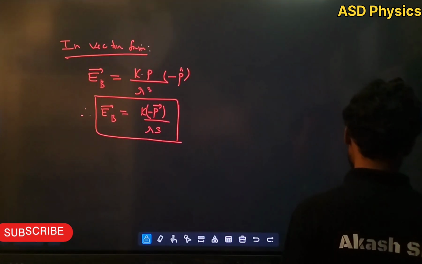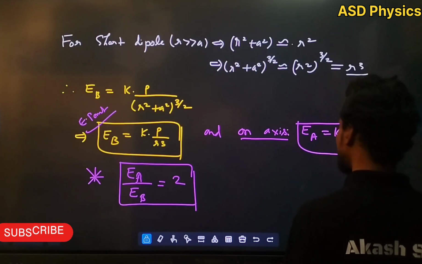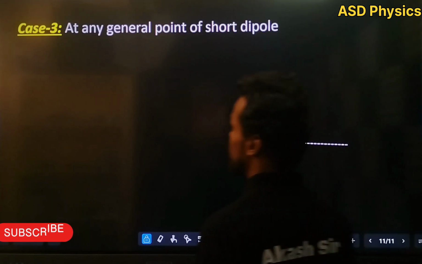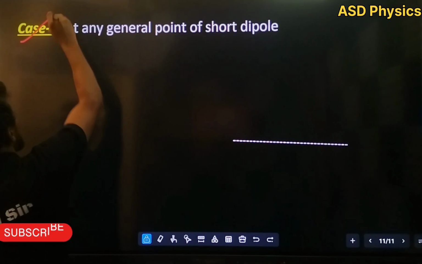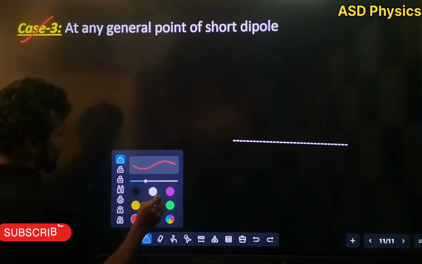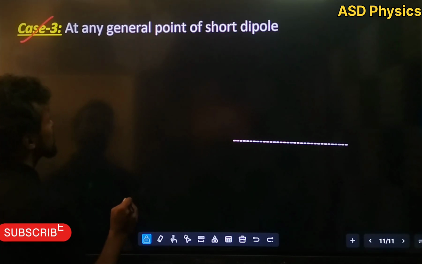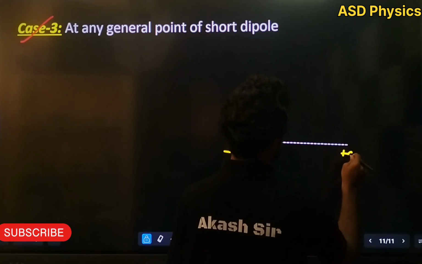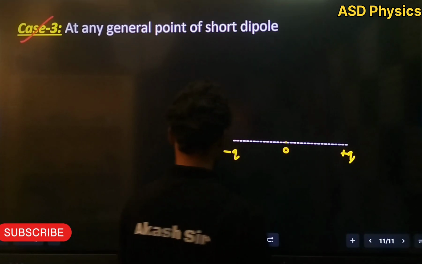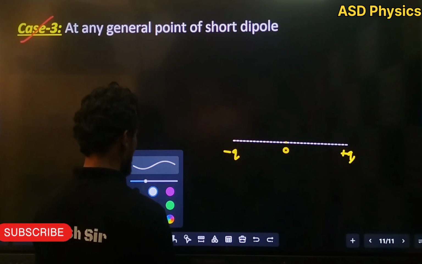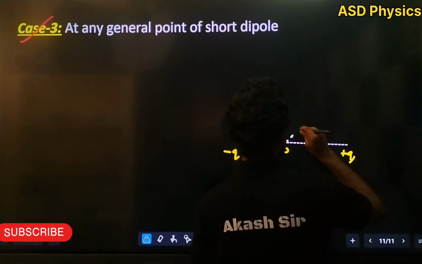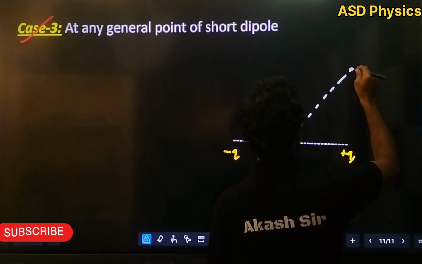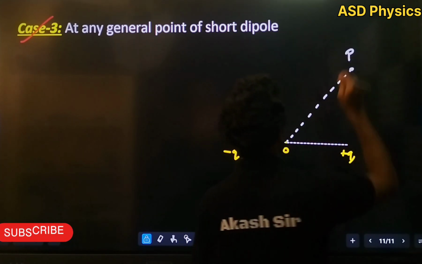So we have seen the electric field on the axis and on the equatorial point. Now one more concept is there, very easy, and that is the field at any general point. Sometimes they used to ask that. So see here, please. Here again the charge is minus Q and here the charge is plus Q, and this point O is there. Now I will take some general point here. Let's take this general point as P.